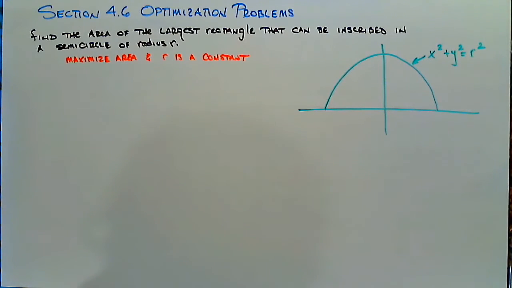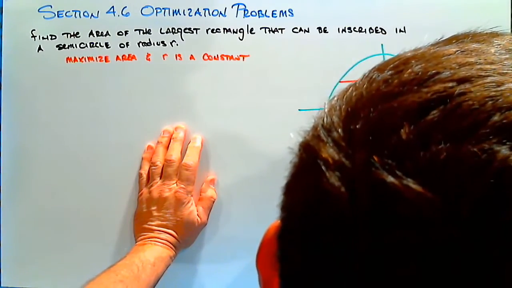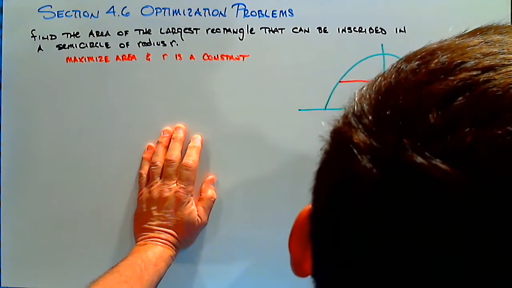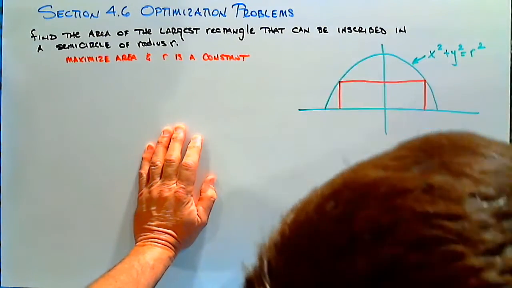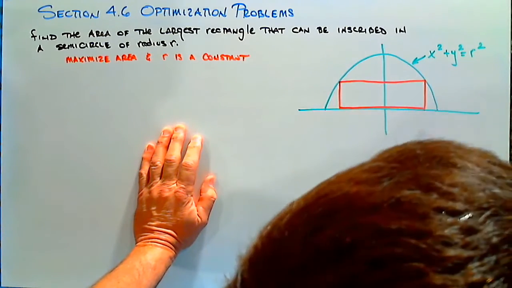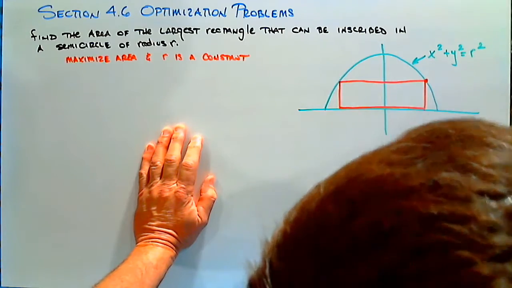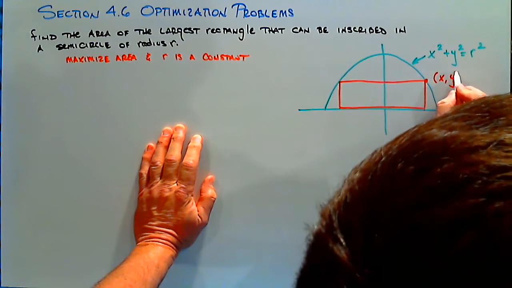Now, when we draw our rectangle, our rectangle is going to be inscribed. Remember, that means the corners of the polygon are going to touch the shape. So it's going to look like this. This is going to be our rectangle. Now, we know where that corner is located. That corner right there is the point (x, y).